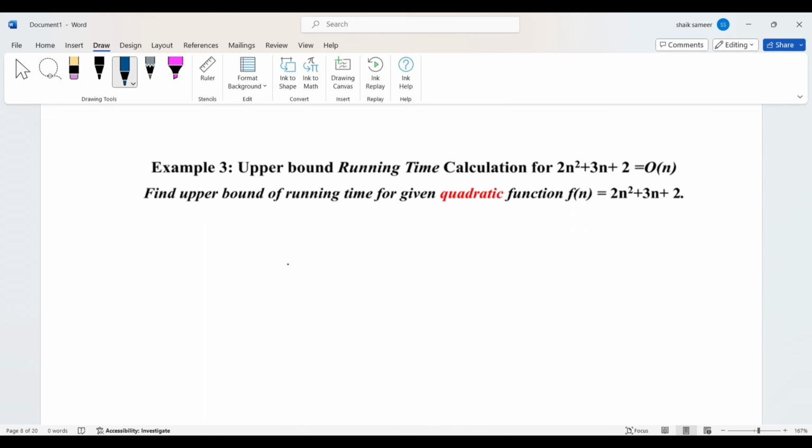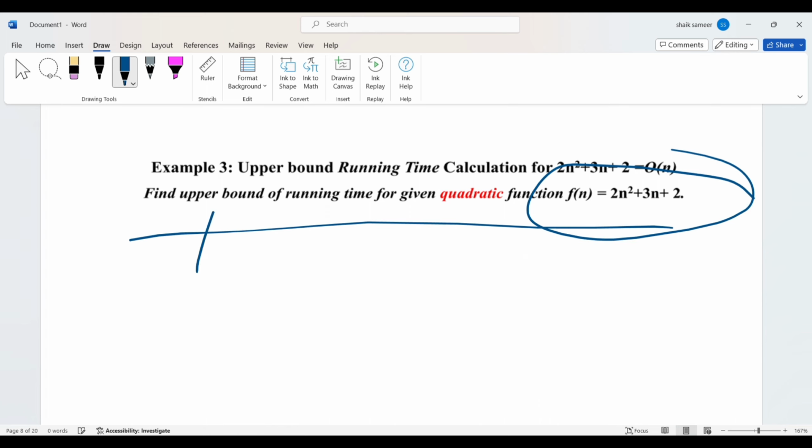So if you see example 3, it says that we have to find the upper bound of a running time for a quadratic function. First you have to identify which type of function is given. So it is a quadratic function here. Given is an upper bound, and upper bound means you have to recall it is related to the Bigoh notation. We can use upper bound in this Bigoh notation.